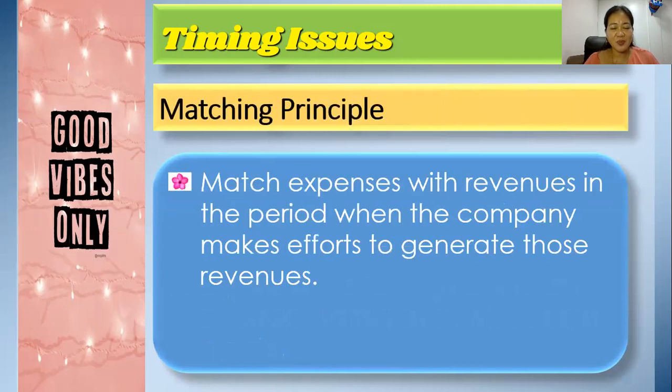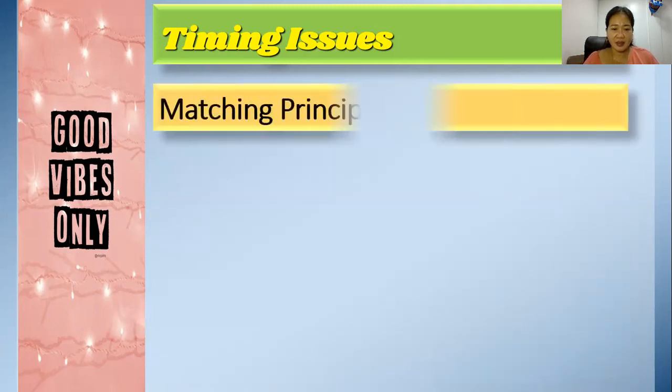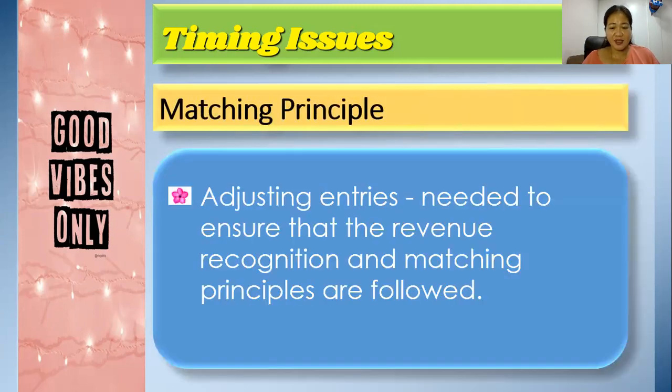Then we have the matching principle. The matching principle states that expenses should be matched with revenues in the period when the company makes efforts to generate those revenues. It says that let the expenses follow the revenues. The adjusting entries are needed to ensure that the revenue recognition and matching principles are followed.